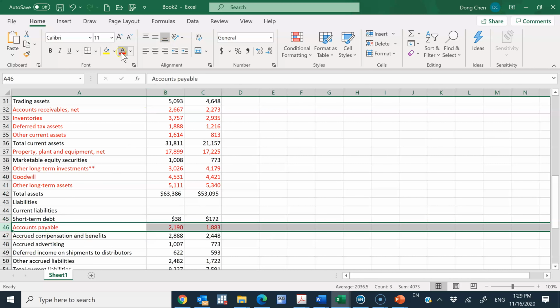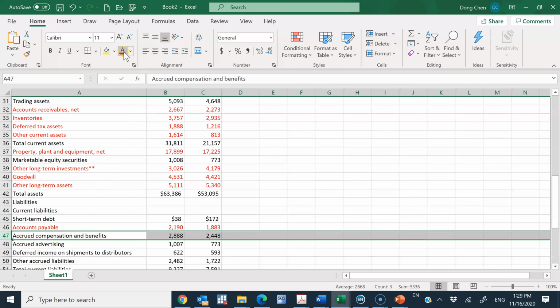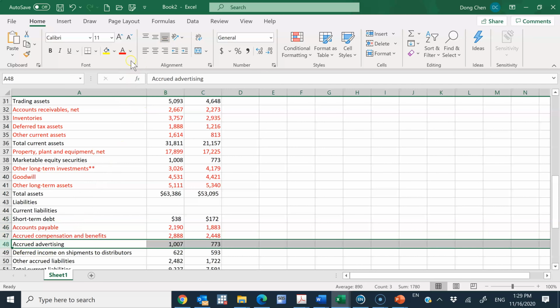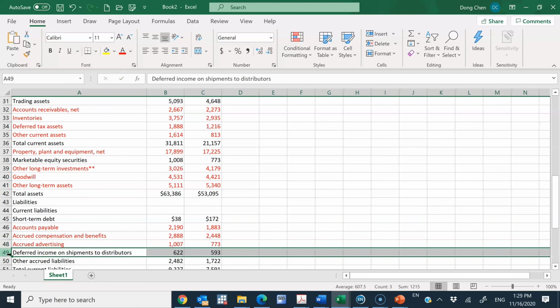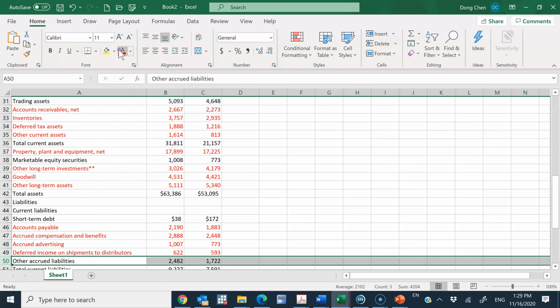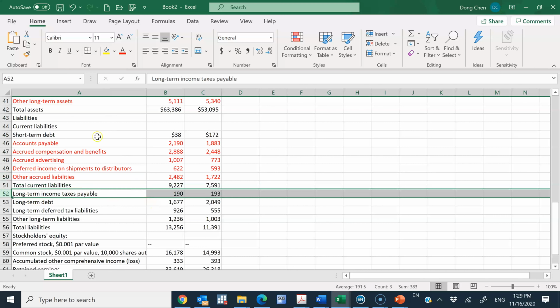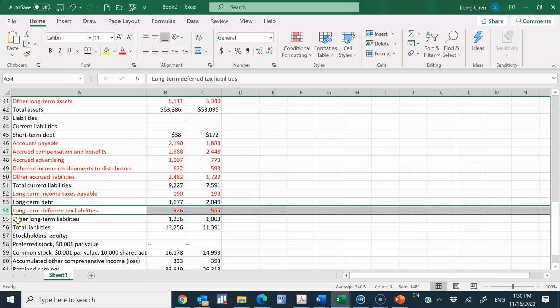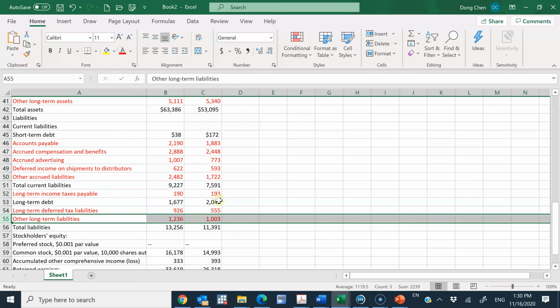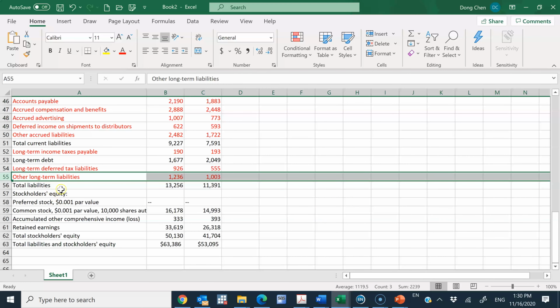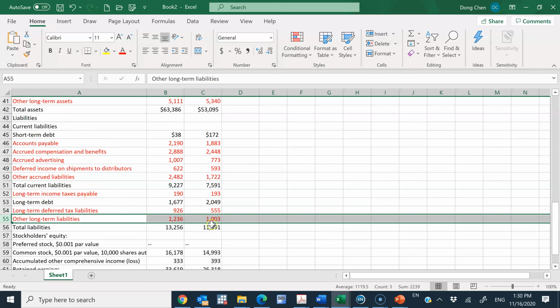Accounts payable is operation related, and accrued compensation and benefits, operation related. Accrued advertising, operation related. Deferred income on shipments to distributors, also operation related. Other accrued liabilities, operation related. Long-term income taxes payable, this is also operation related. But long-term debt is not, because this is financing related. Long-term deferred tax liabilities, this is also operation related, and other long-term liabilities, this is operation related. So we're done with the asset and the liability side of the balance sheet.